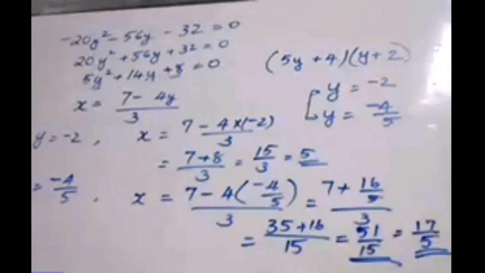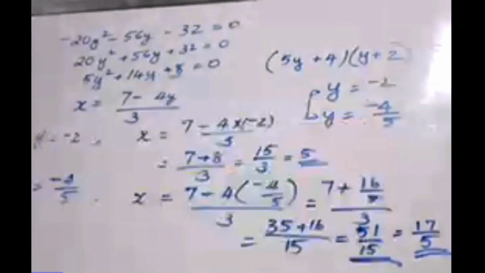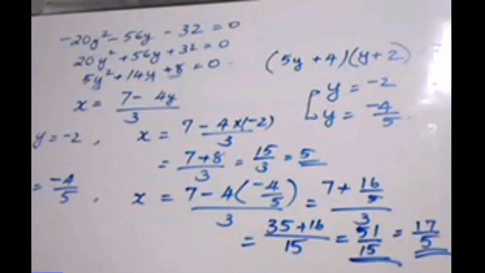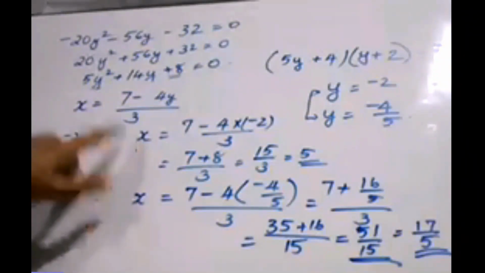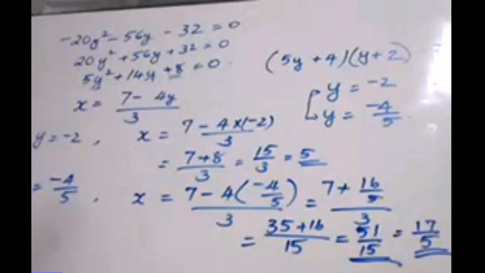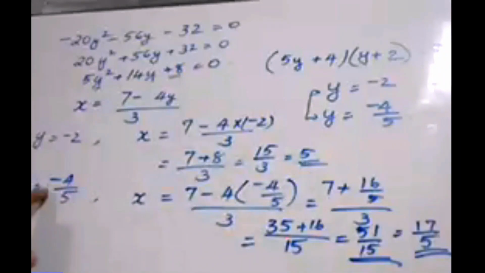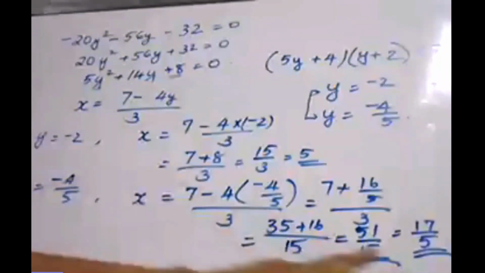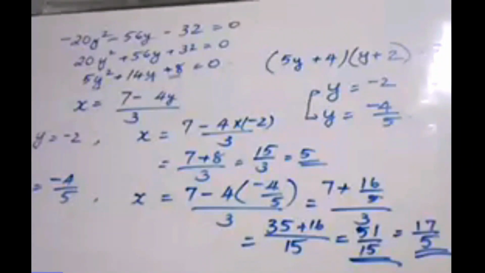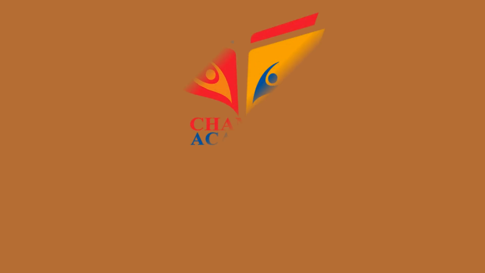I simplified it again. So we got the value for y as negative 2 and y as negative 4 over 5. When you are asked to solve, you have to find the value of x and y. When you get the value for y, then you find the value for x. So when y is equal to negative 2, we got x is equal to 5. And when y is equal to negative 4 over 5, we got x is equal to 17 over 5.